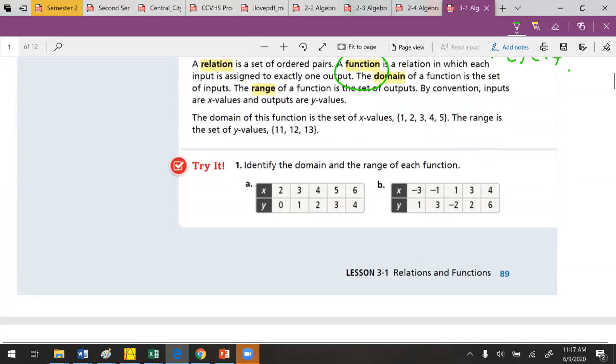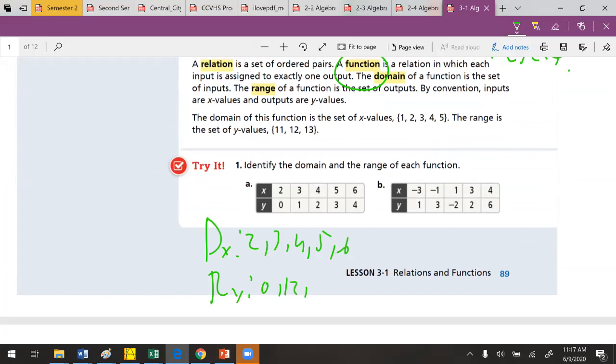Here we go. Let's identify the domain and range. Remember, domain are all the x's. Here you go: 2, 3, 4, 5, 6. The range, all the y's: 0, 1, 2, 3, and 4. For this one here, same thing. Domain, all the x's: -3, -1, 1, 3, and 4. And then the range, all the y's: 1, 3, -2, 2, and 6.